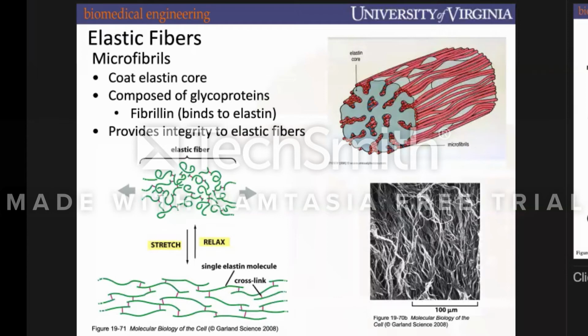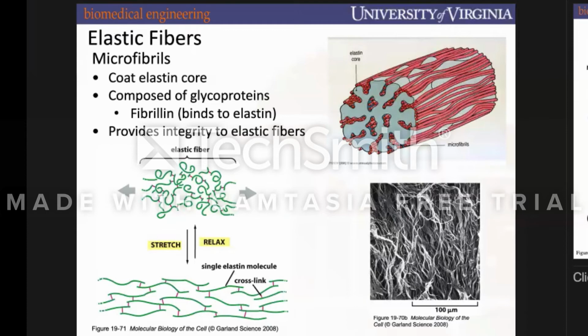Are there any other questions? Yes. The microfibers that can help elastin, those are glycoproteins, but the elastin itself is just a normal protein, doesn't have any. Correct, but it is cross-linked. The elastin fibers are cross-linked together.